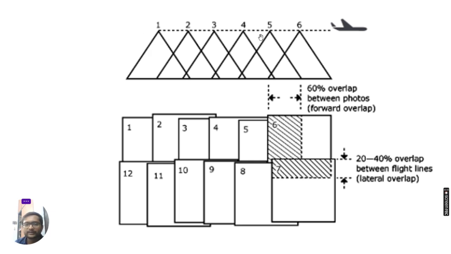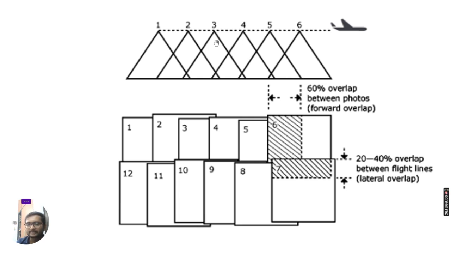As it is going in the longitudinal direction, the forward direction, it is known as forward overlap. So the overlap which is happening longitudinally, in the direction of the movement of the aeroplane or the sensor, is known as forward overlap. And 60% forward overlap is necessary, as you can see here between 5 and 6.